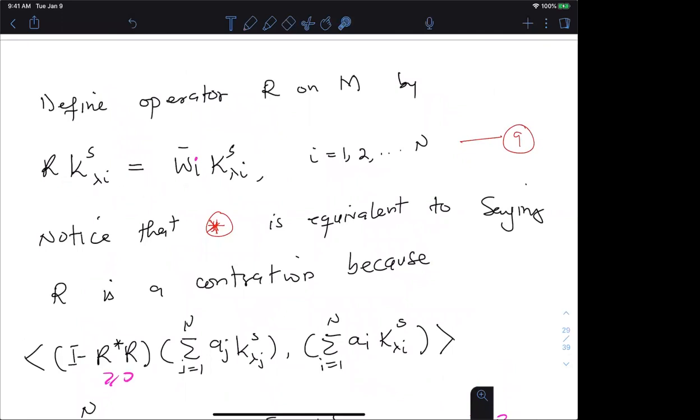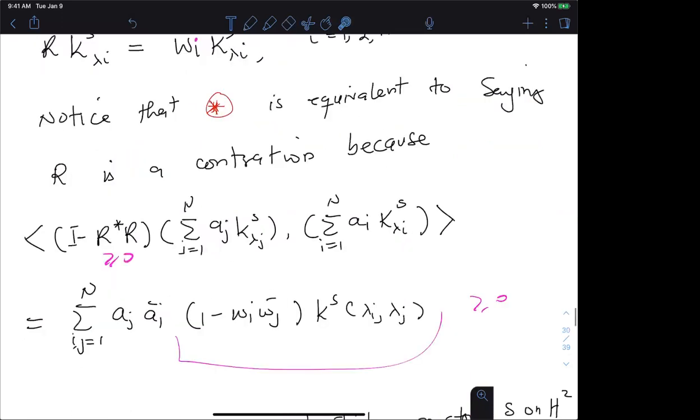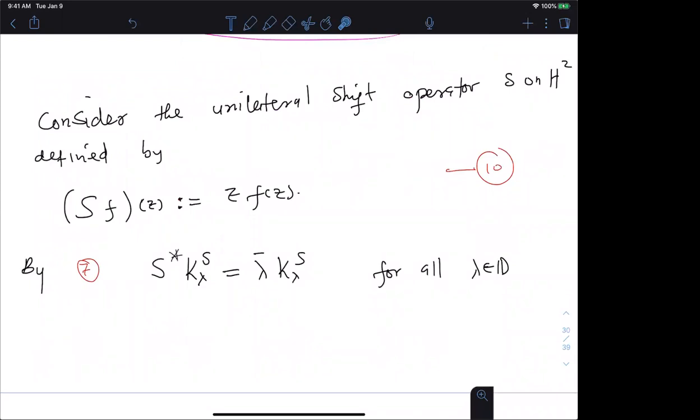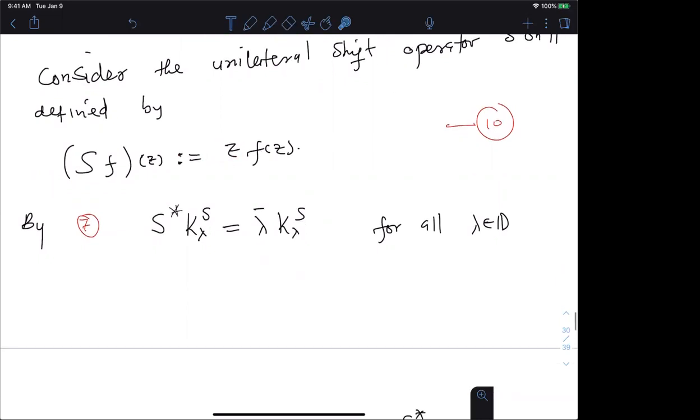Now let's keep that idea on the side for a minute. And let's consider the unilateral shift operator on the H2 space. The unilateral shift operator is a multiplication operator that just multiplies the function by z. In that case, it is easy to show that the adjoint of the unilateral shift operator, acting on the kernel, is just the conjugate of lambda times the function.